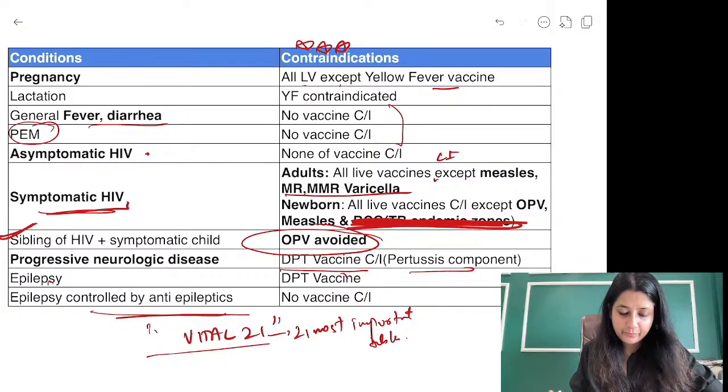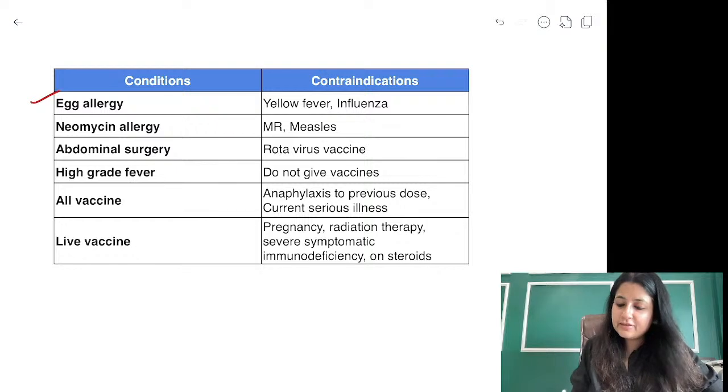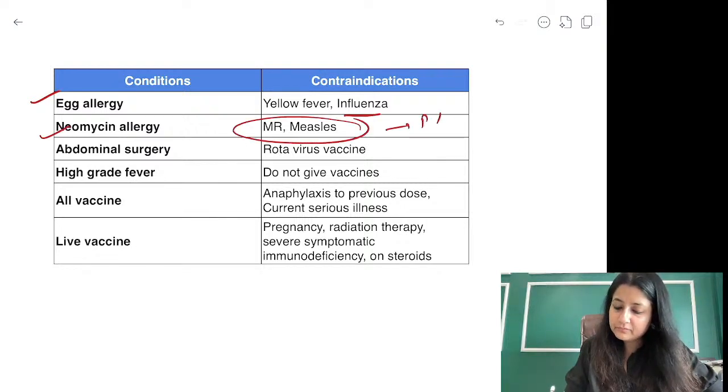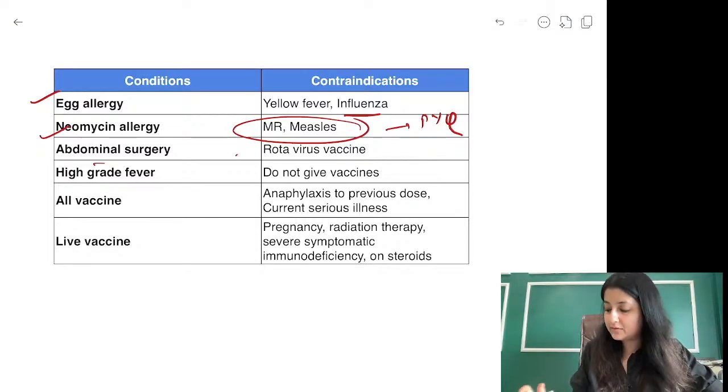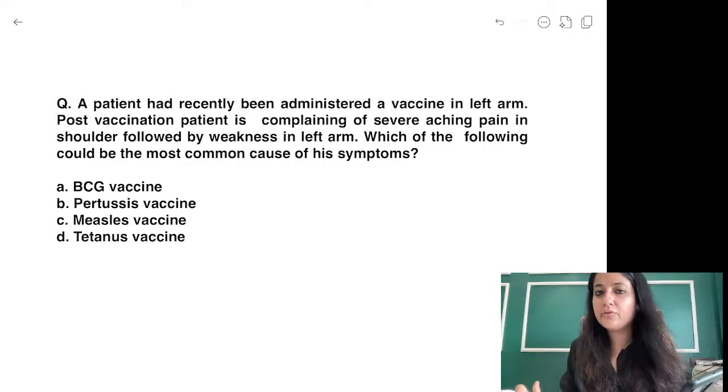Clear? चलो, you will last, don't worry. Egg allergy, yellow fever, influenza, neomycin आया हुआ है. मीजल्स रुबेला, abdominal सर्जरी, रोटावायरस वैक्सीन. हाई फीवर में तो कोई भी वैक्सीन मत दो. ठीक है. ऑलराइट, गोइंग टू द नेक्स्ट वन. वो पीडीएफ में रहेगा तो यू कैन गो थ्रू इट.